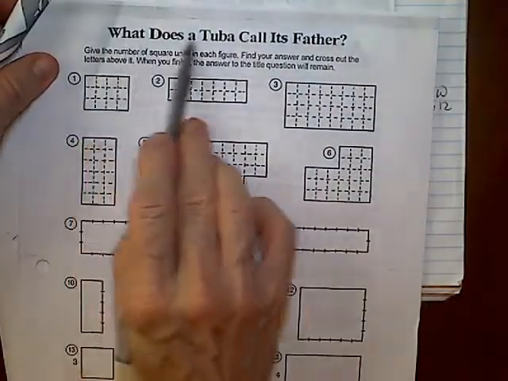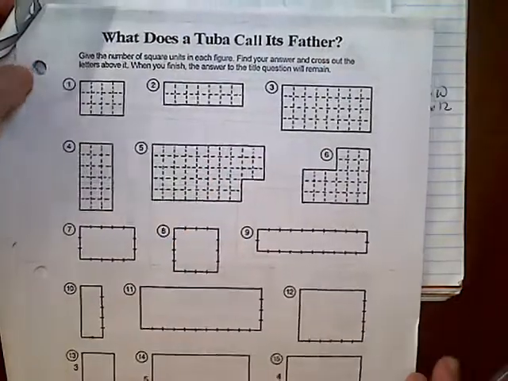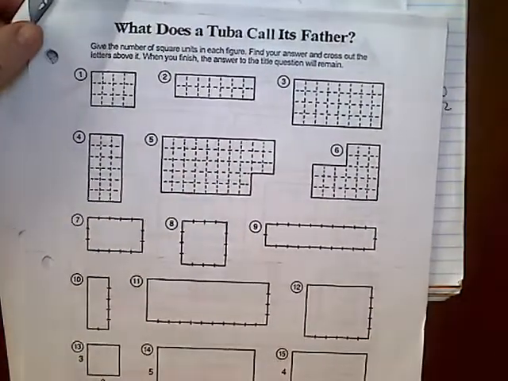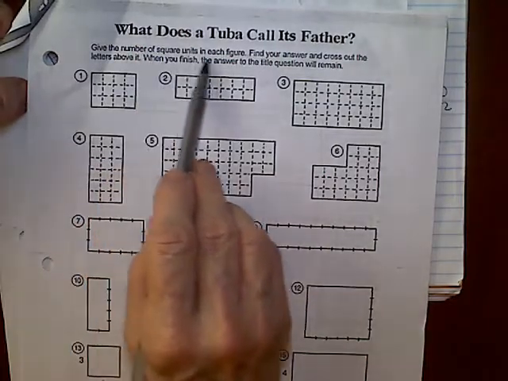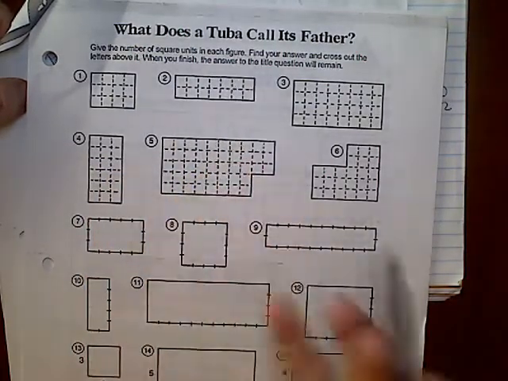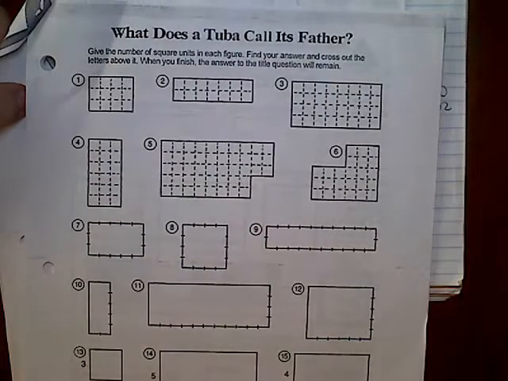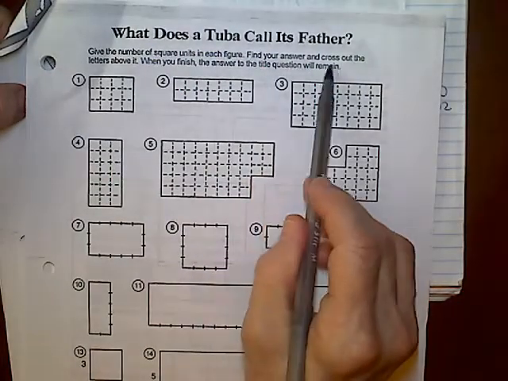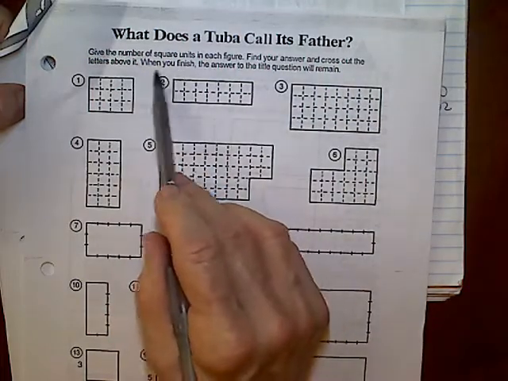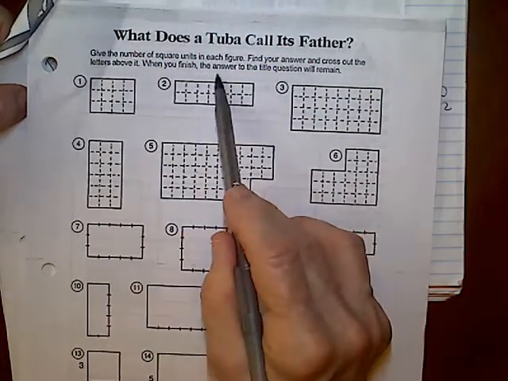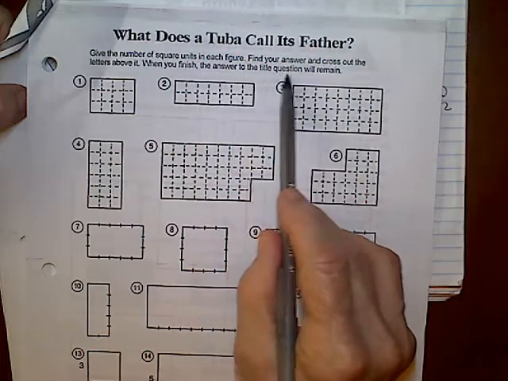What does a tuba call its father? Oh, interesting. All right. I'm going to ask that you put dimensions on these. So give the number of square units in each figure, because you need to get used to doing length times width. Find your answer and cross it out. Cross out the letters above it at the bottom. When you finish, the answer to the title question will remain.